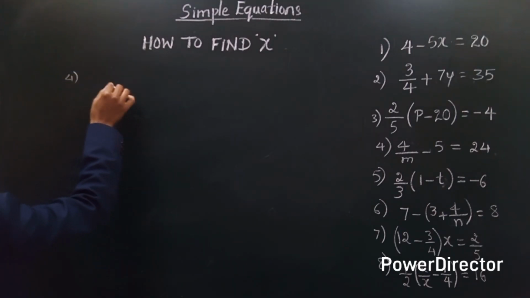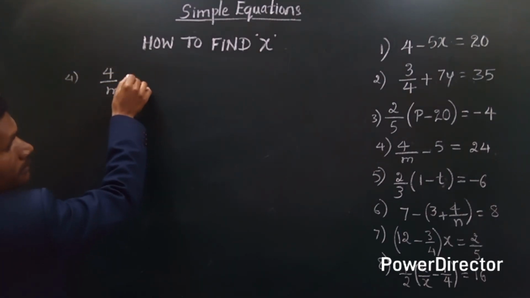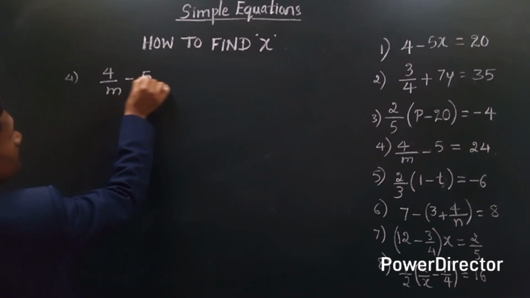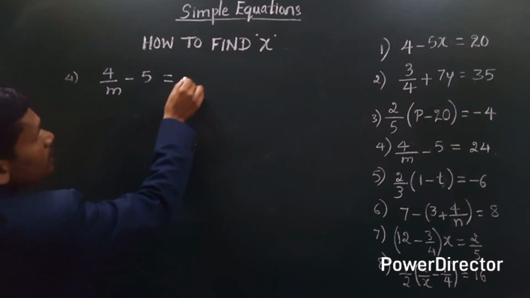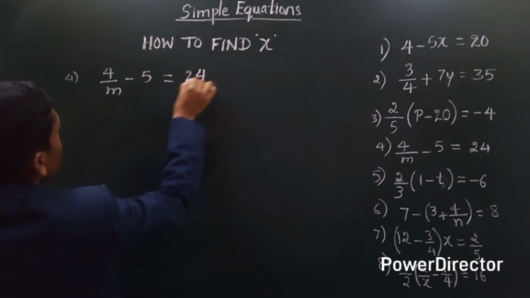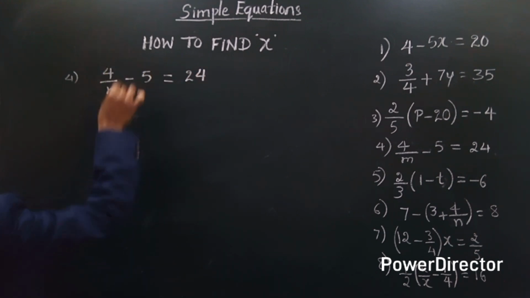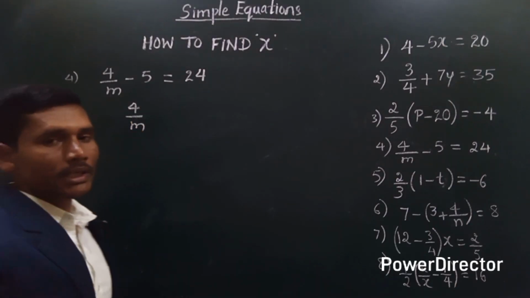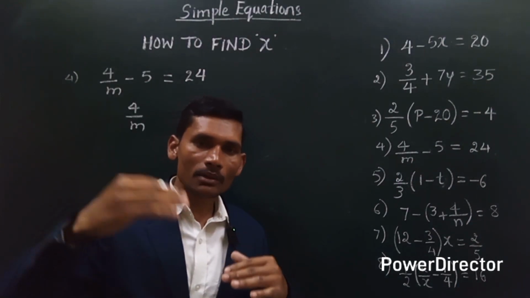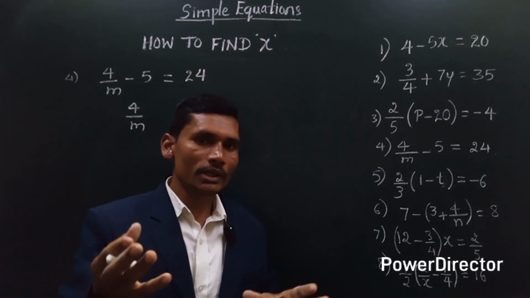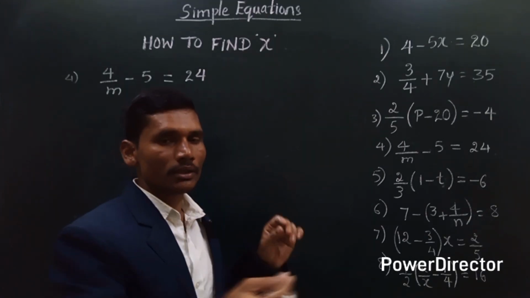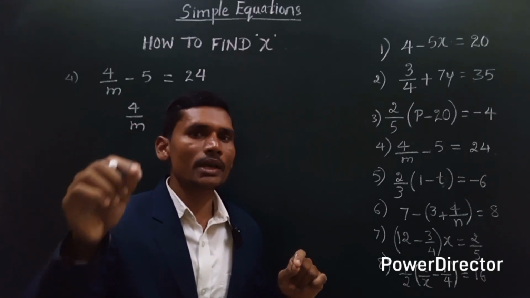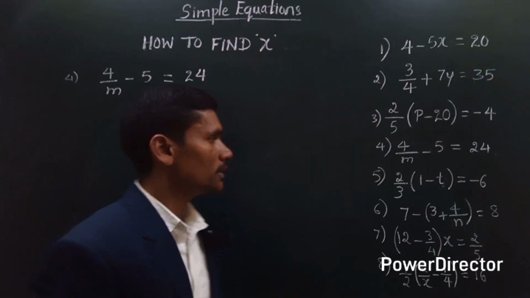Fourth one, what is that? 4 by m minus 5 is equal to 24, right? Now what we will do is just write 4 by m. We should always keep that variable, whether it is divided by or multiplied by something, on the left side. That is the unknown thing, x, y, m, n, whatever it may be.